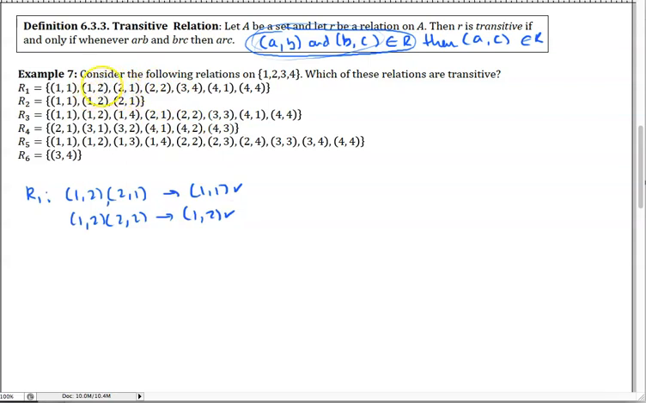Let's see any others. Anything else that starts with 2? No. Let's see if anything like (1, 1) and (1, 2): both are in there, and (1, 2) has to be in there. Notice also that you don't really have to check things with doubles in them. If you do the transitive relation with the doubles, then you end up with one of the points.